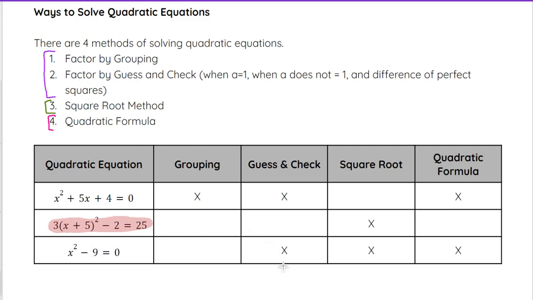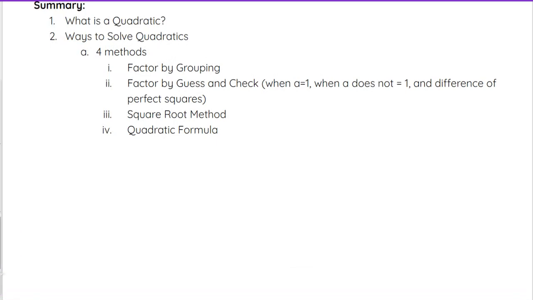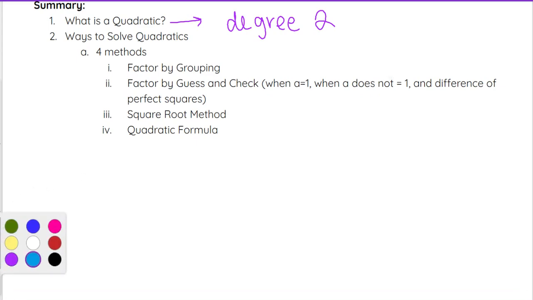And then x squared minus 9 can actually be solved a couple different ways. It can be solved by guess and check, by the square root method, and by the quadratic formula. We'll see these different examples and similar examples, and how we solve them with different methods depending on the problem. So as a quick review, a quadratic is when we have a degree of 2, so the highest exponent on any of the variables when it's written in standard form is a 2. Remember, we also talked about 4 ways of solving quadratics: factor by grouping, factor by guess and check, the square root method, and the quadratic formula. We will talk about those 4 methods in depth over the next few videos.